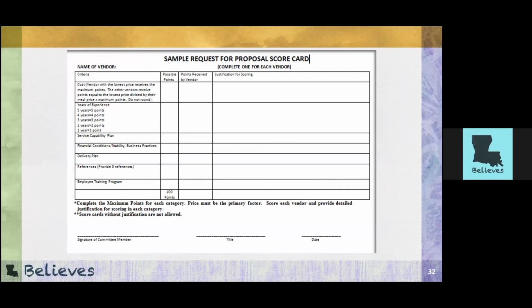This is a sample RFP scorecard, and there is a copy in your sample procurement plan. The SFA can include their own scoring criteria and the weight of each criteria, as long as price is the primary factor.